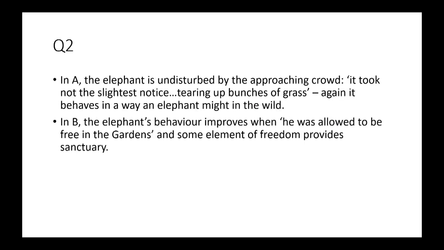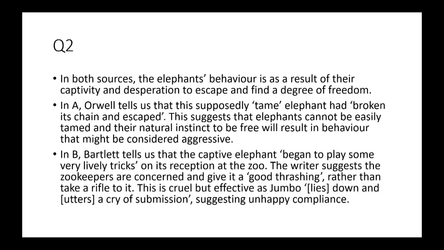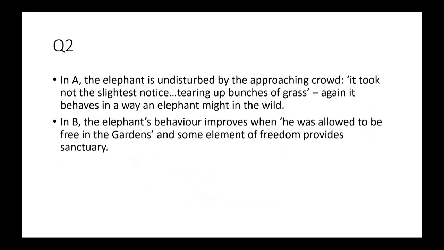In A, the elephant is undisturbed by the approaching crowd. It took not the slightest notice, tearing up bunches of grass. Again, it behaves in a way an elephant might in the wild. In B, the elephant's behavior improves when he is allowed to be free in the gardens, and some element of freedom provides sanctuary. So an answer like that is quite long, and I would be giving that 6 or 7 out of 8.